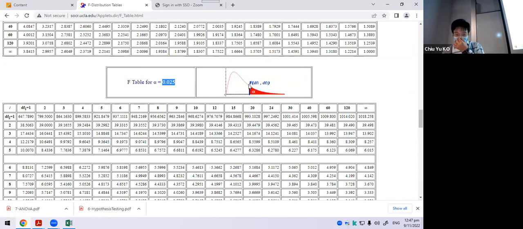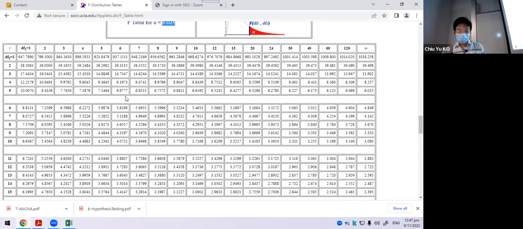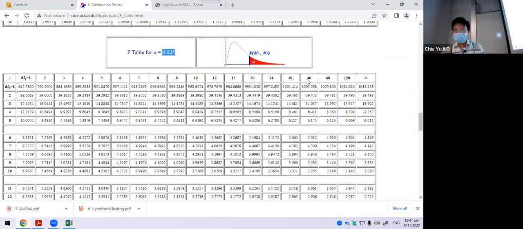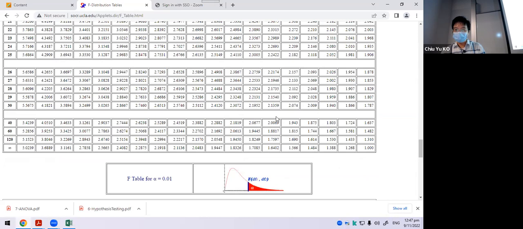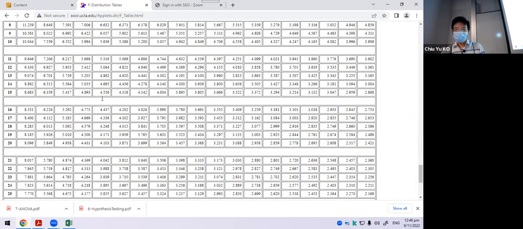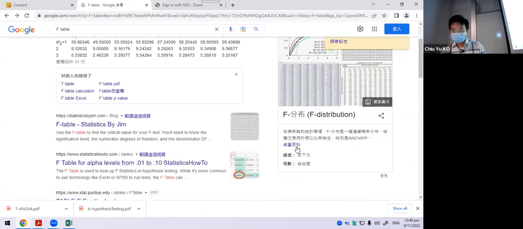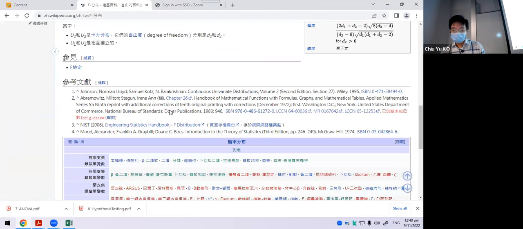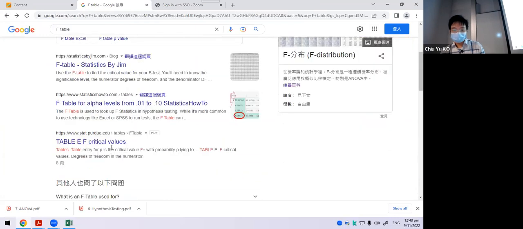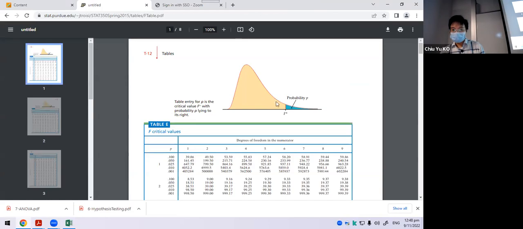Then I check 49, 39. 49 we actually don't have. We only have 40 and 60 here, so we pick the smaller one, use 40. And 39, you don't have 39, so you pick 31. So that's why you pick this one. That's how you would do it when you have the F table, if you ever have to do it. That's how you check this critical value. This is the right-hand side.